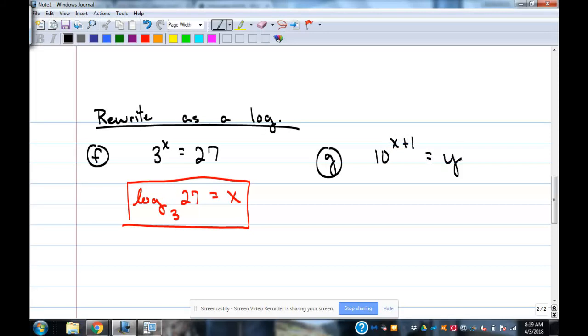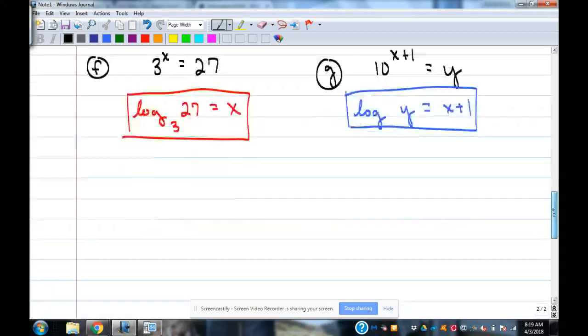10 to the x plus 1 is equal to y. What kind of log base do we use? Log base 10, which is just plain log, right? Log of y is equal to x plus 1. Remember, your log is always going to be equal to the exponent. Okay? That's the key to rewriting.